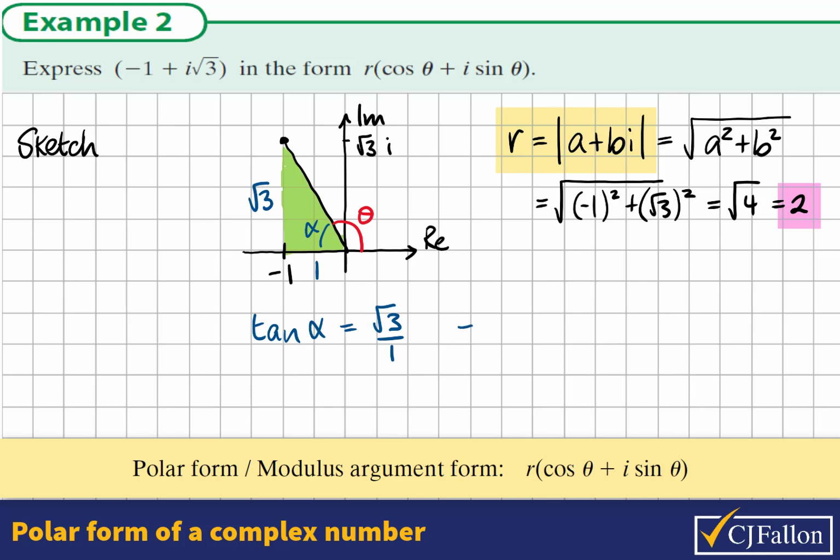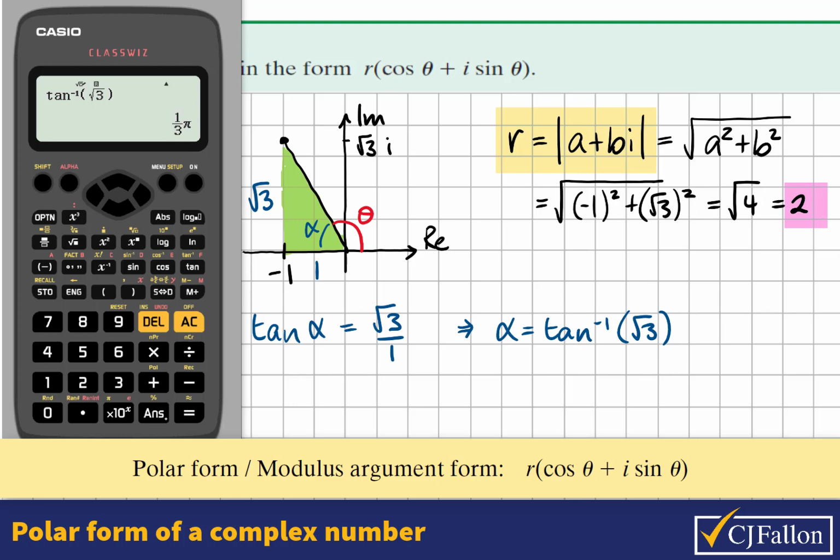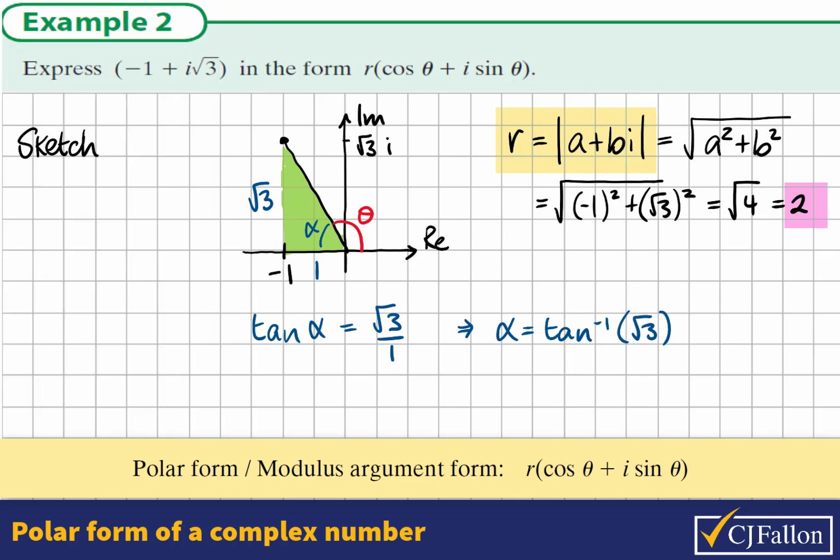So if we took out the calculator and worked out, if we didn't know it already, the size of angle alpha, because alpha must be tan inverse of root 3. And you might know already that this is 60 degrees, or in radians, which we usually use when we're dealing with complex numbers, it's the same as pi over 3.